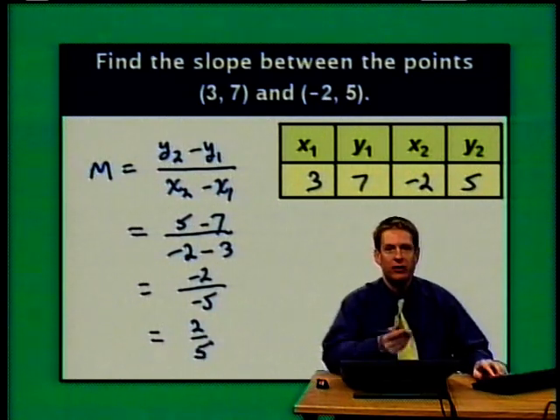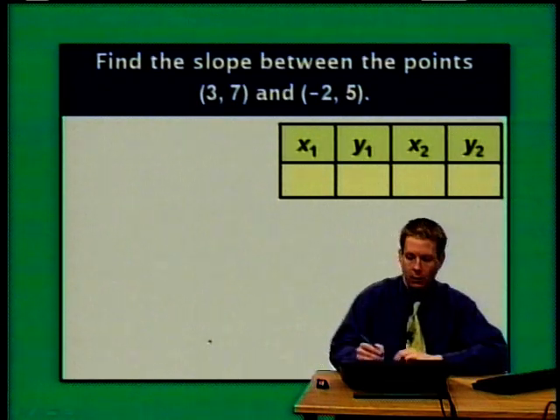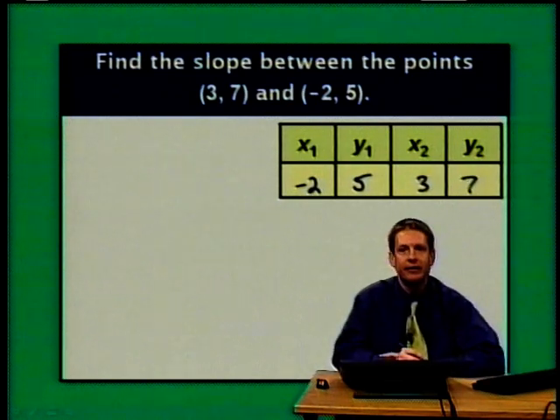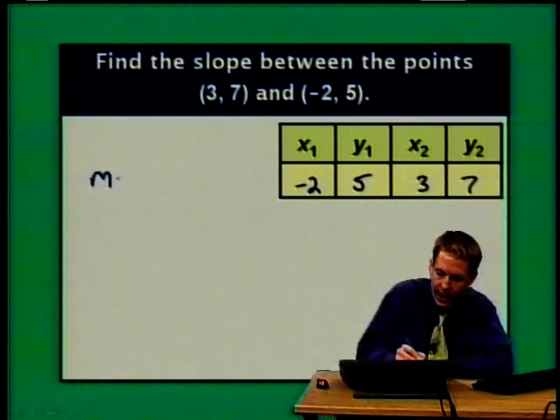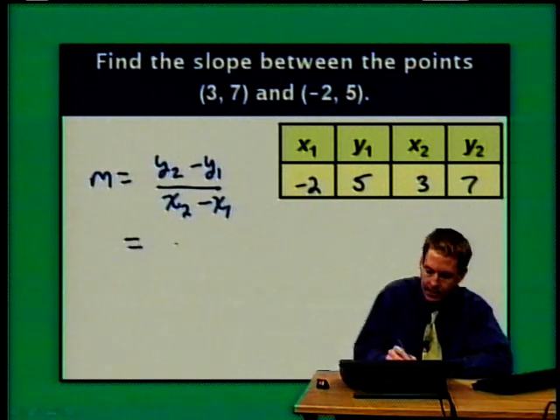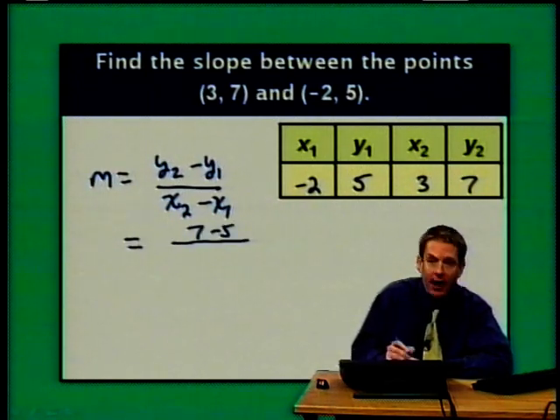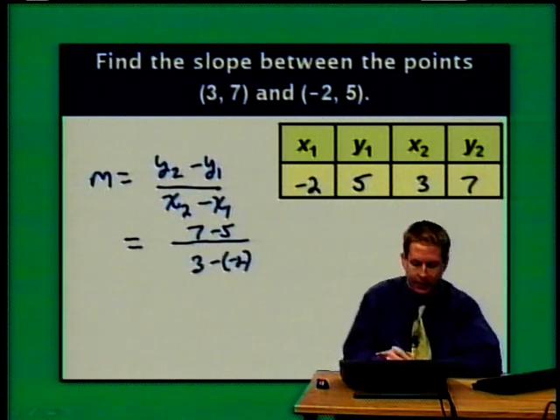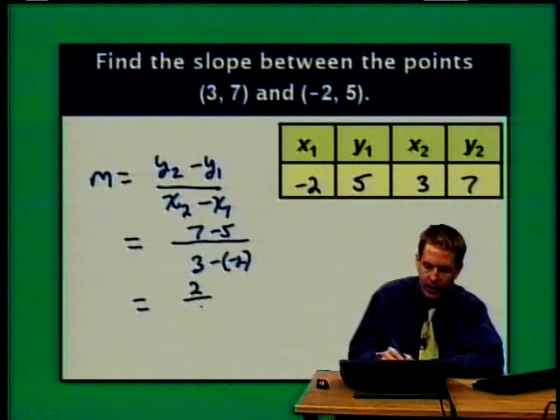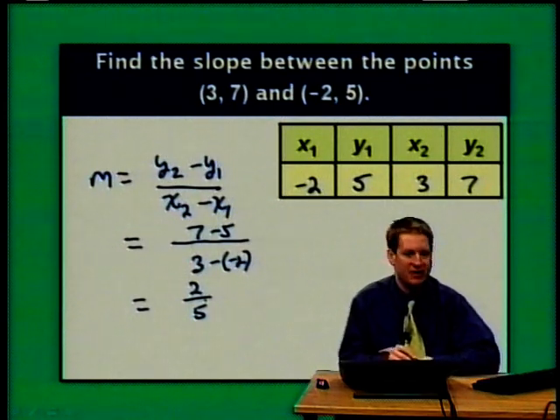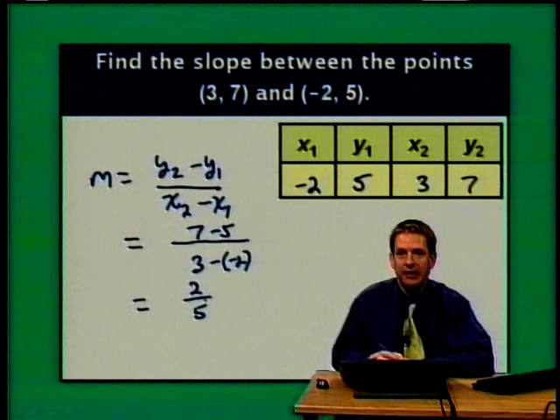Let's see what happens when we turn our designation around. What if we made negative 2, 5, the first point, and 3, 7, the second point? Then we would have m, which is y sub 2 minus y sub 1 over x sub 2 minus x sub 1. This time, we would have 7 minus 5 in the numerator and 3 minus negative 2 in the denominator. This simplifies to 2 in the numerator and 3 plus 2, which is 5, in the denominator. The slope comes out to be 2/5. That's what we got when we did the points the other direction.